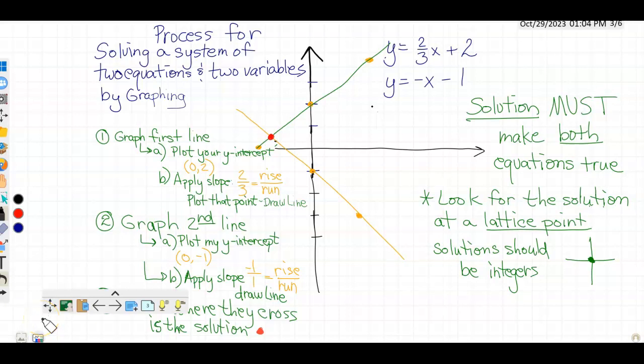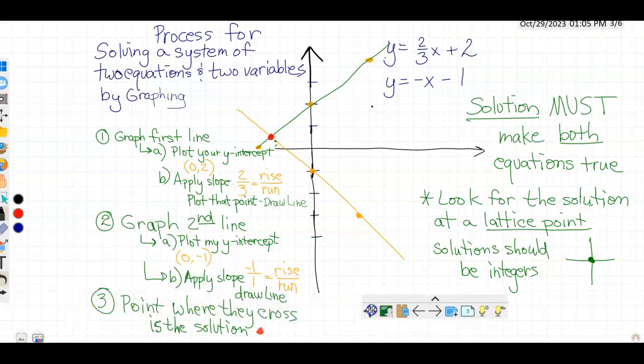Okay, Algebra 1 students, in this video we are going to spend a few minutes going through some procedures. We've been talking about solving systems of linear equations by graphing from a conceptual standpoint and practicing how to do it. Now we're going to get procedural, okay? So here is your process. Step 1, graph your first line, okay?